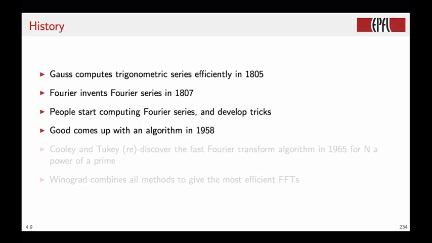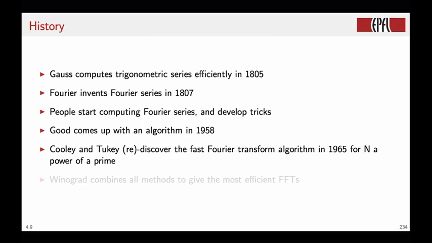And in 1958, an English statistician, Good, came up with an algorithm which is still used, but which is not the most popular one. The most popular one was invented in 1965 by Cooley and Tukey, and it's a rediscovery of the fast Fourier transform algorithm for n a power of a prime, typically a power of 2 or a power of 3. After this, Shmuel Winograd combined all the methods, giving the most efficient possible fast Fourier transform algorithms.